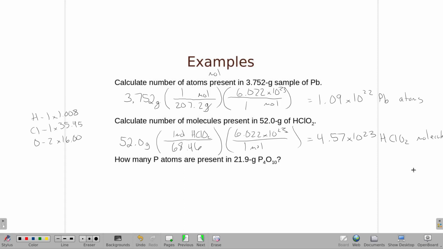Alright, next one's going to be very similar to that previous one. We still will need to actually get the molecular weight of the P4O10.